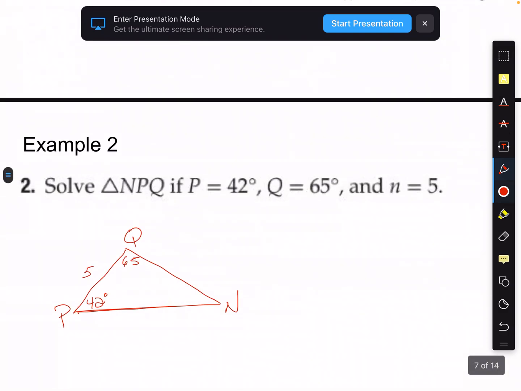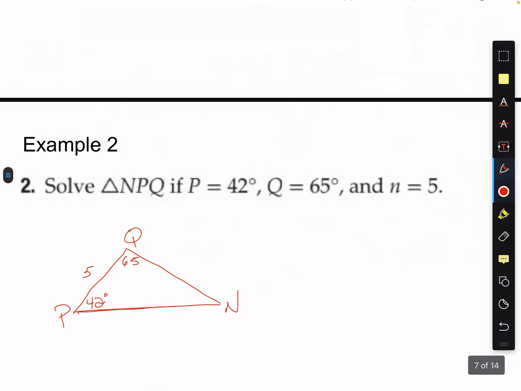Let's just do one. So example 2 says, we have triangle PQN here. And I've drawn out the things that we know. We don't know what N is, but we know what P is, we know what Q is. We can find N. So to find N, since I know that every triangle is made up of 180 degrees, I could take 180 degrees and subtract 65 and subtract 42. So when I do that, pulling out a calculator here, 180 minus 65 minus 42, we get 73. Okay, so this would be 73 degrees.